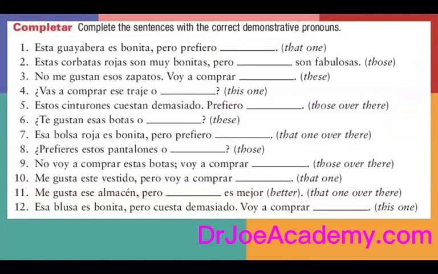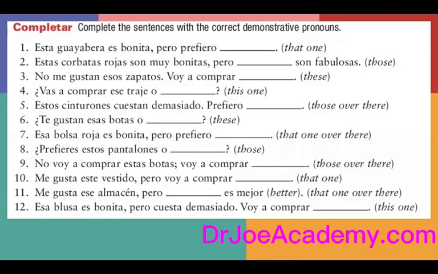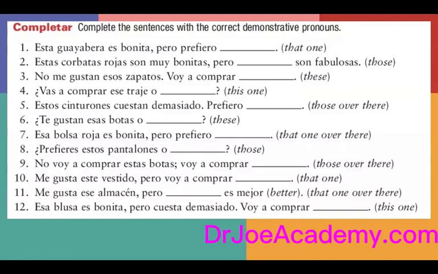So I want you to try this again. Just do numbers 1 through 6, and I want you to look into your notes, all right? Look at which ones are that, those, or these, or this. Once you figure that out, then you have to figure out the gender and the number. Gender is all depending on what we're talking about. For number 1, the subject that we're talking about is the guayabera. So we know that to be singular, and we know that to be feminine because it ends in an A.